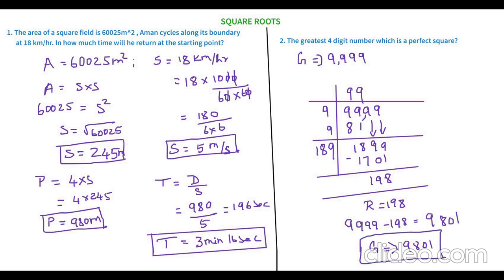This can be asked in different forms. Greatest 4-digit number, 5-digit, 6-digit, anything can be asked. So whenever this type of question comes, you can take the greatest number and then find the square root, and then whatever the remainder is there, subtract it so that you get the greatest 4-digit square number. Right, now let's see the third example for today.